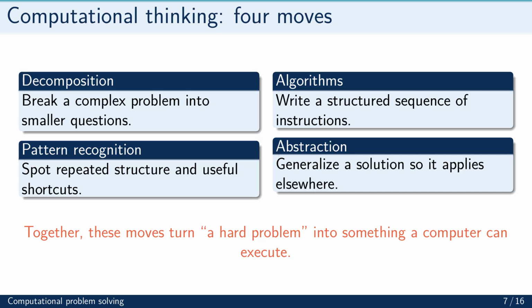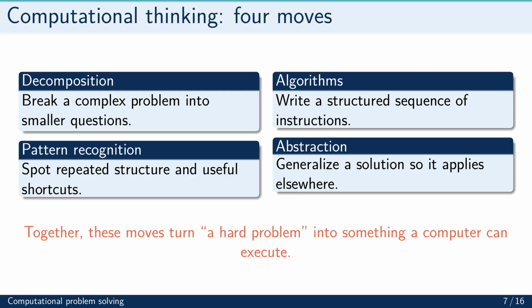Computational thinking gives us 4 complementary moves. Decomposition means breaking a difficult problem into smaller questions that we can address one at a time. Pattern recognition means looking for repeated structure, useful similarities, or shortcuts. Algorithms are organized sequences of instructions that describe how to complete a task. Abstraction means finding a general idea that can be reused across many specific situations.